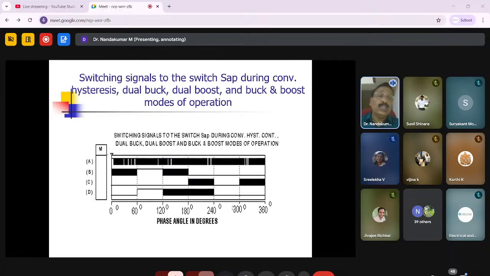Then again, the switching loss is calculated. This is the conventional method of switching the voltage, and this is the switching loss. These are the switching signals to the switches. The next ones are the dual buck configuration, the dual boost configuration, and the buck-boost configuration. In that case, we can see that the switching signal duration is reduced, and of course the switching loss is reduced by that method.